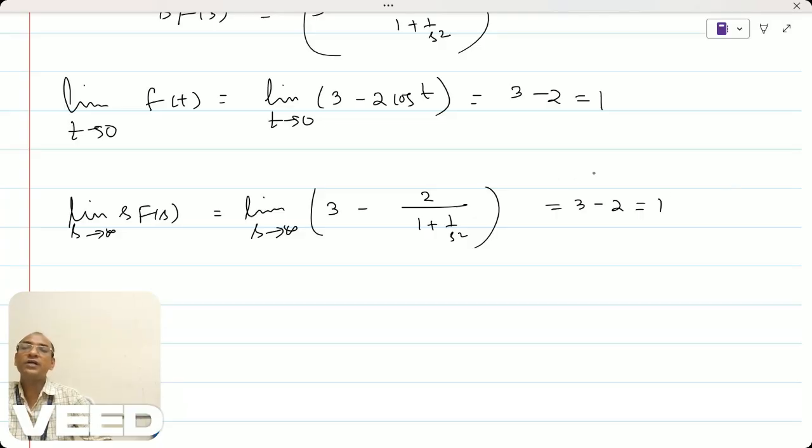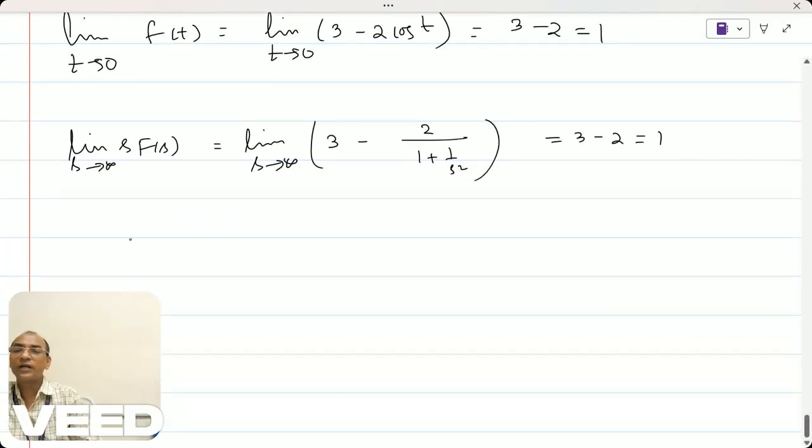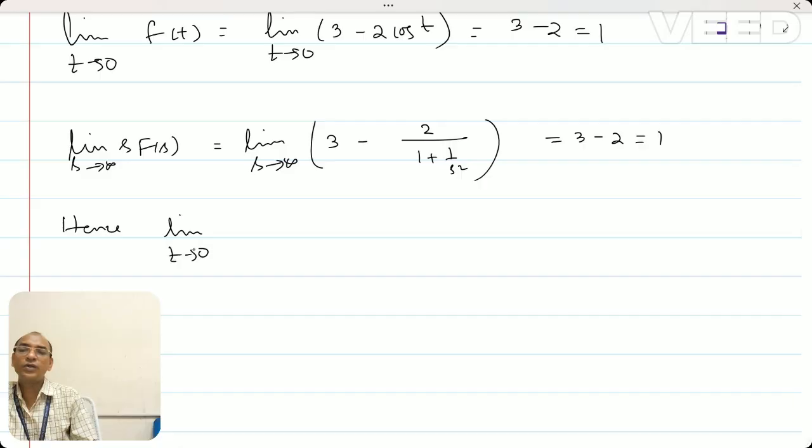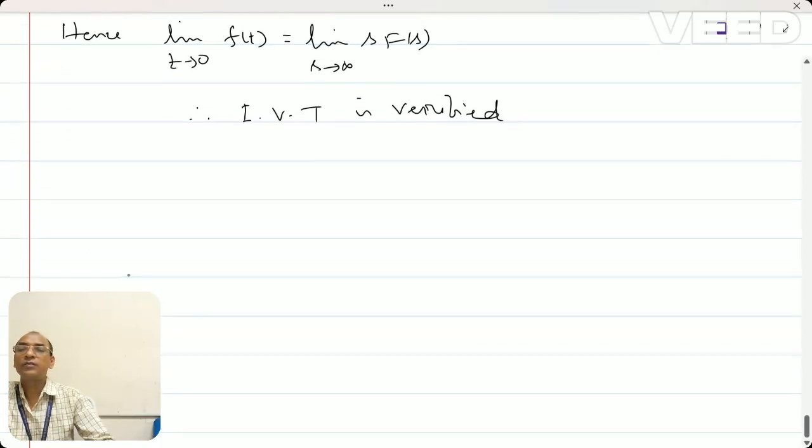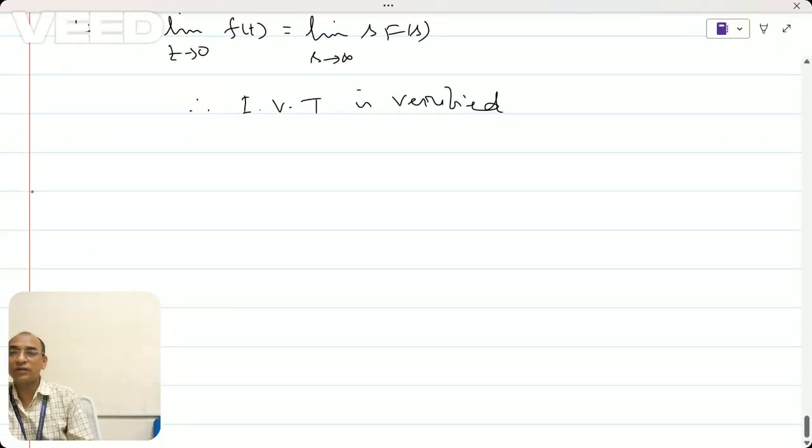Hence, the limit t tends to 0 of f(t) equals the limit s tends to infinity of s into F(s). Therefore, the initial value theorem is verified. So like this we can verify the initial value theorem. Suppose let us take another problem on the final value theorem.